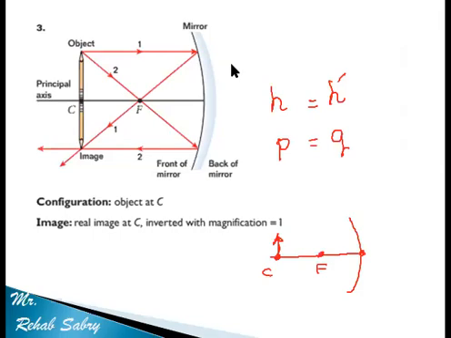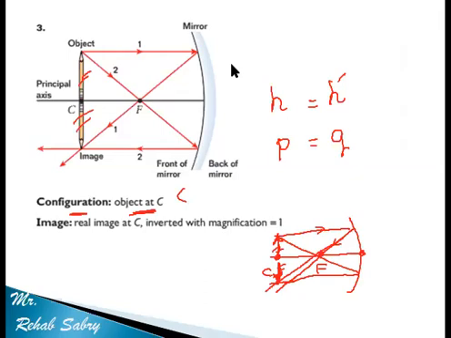I'll send a ray parallel; it will go through the focus. The second one goes through the focus and will go parallel. If it's accurate, they will meet each other here. So the image is formed here, and it's equal to the object. The object is at C, the center of curvature, and the distance of the object is P.